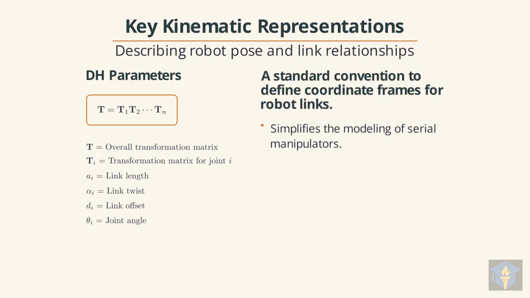DH parameters provide a standard convention to define coordinate frames for each robot link. This method significantly simplifies the kinematic modeling of complex serial manipulators, making them easier to analyze. Now, let's shift our focus to key dynamic formulations, which govern robot motion and the forces involved.